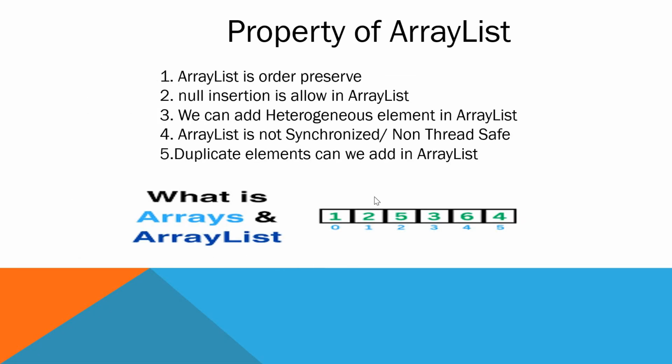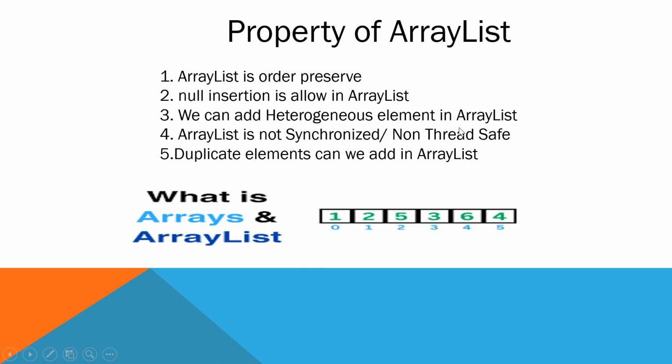Okay, now let's come to the properties of array list. What type of things can we do with the array list? First thing is that array list is order preserved. What is the meaning of order preserved? The order in which I add the elements, the same order I will get the elements, right? We will look at this with an example. Right now you just understand the concept only. Null insertion is allowed in array list, which means we can store null values inside it, right?